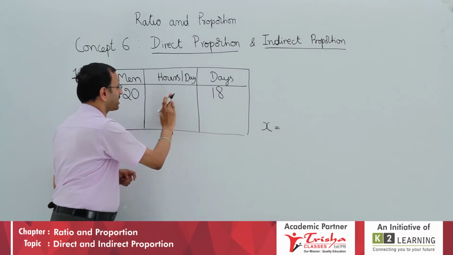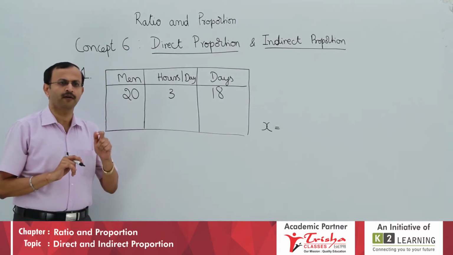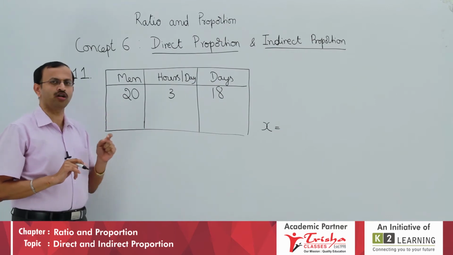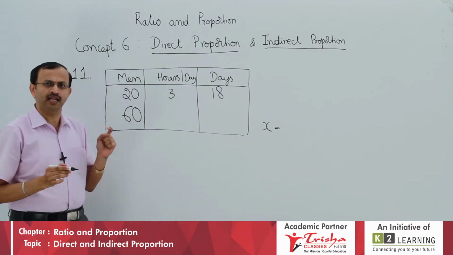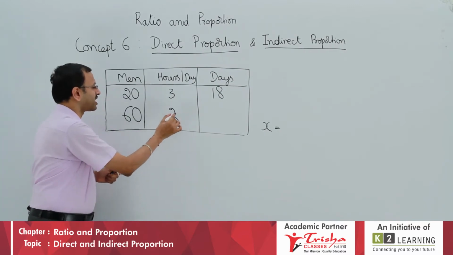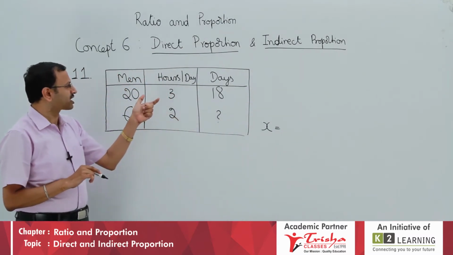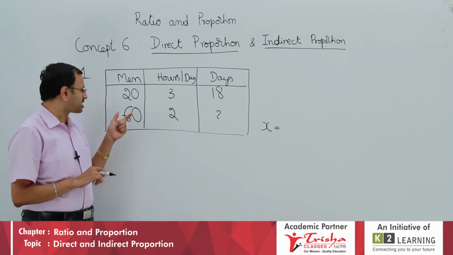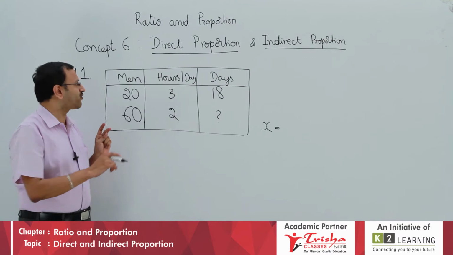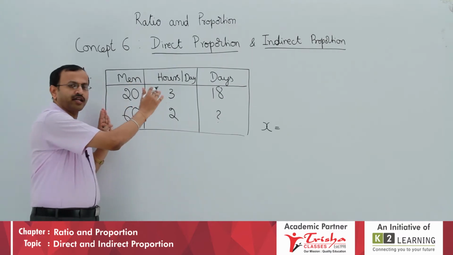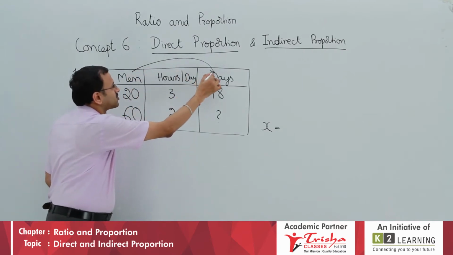working how many hours per day? 3 hours per day. 20 men, 3 hours per day, 18 days. How long, look at the next one, will 60 men take, working 2 hours per day? So this is the question mark. So 20 men, 3 hours per day, can finish in 18 days. 60 men are there, only 2 hours per day, they will do it in how many days? First, to solve it, I cannot take all 3 at a time. Student, observe carefully, we have to work this out pair by pair.